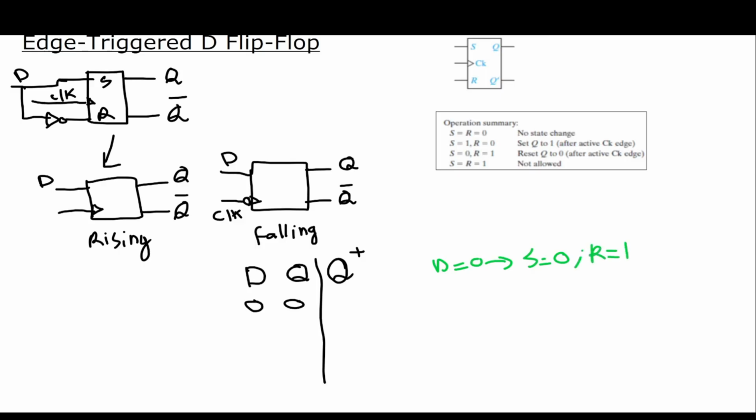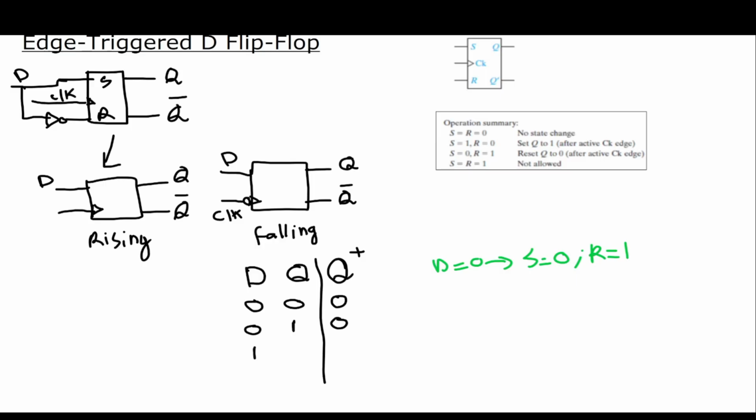So let's look in the truth table for the SR flip-flop. S is 0 and R is 1, we're looking in this row here. So we reset the Q to 0, which means the next state will be 0. Now let's see when D is 0, but the current state of the system is 1 instead of 0. We will end up with the same S is 0 and R is 1, and also we will reset the state to 0. So if it's 1, we will reset it to 0. Also in this row, the next state will be 0.